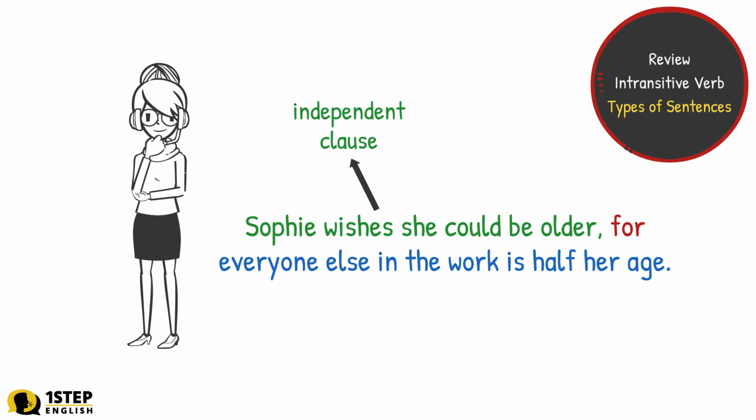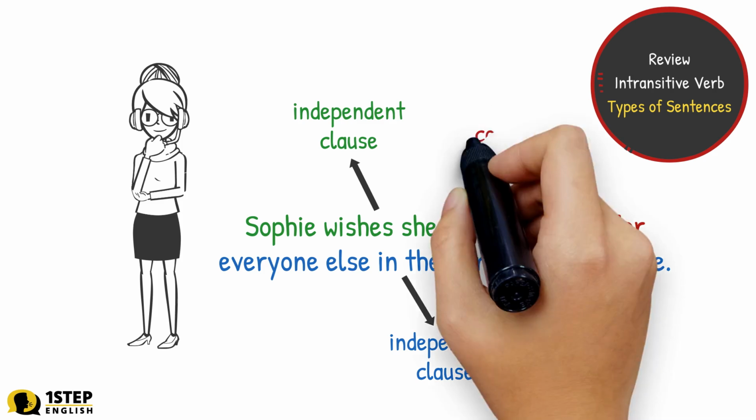The clause, everyone else in the work is half her age, is an independent clause, where everyone else in the program is the subject, is the action, and a complete thought is expressed. The coordinator, for, is used, and a comma is correctly placed before, for.